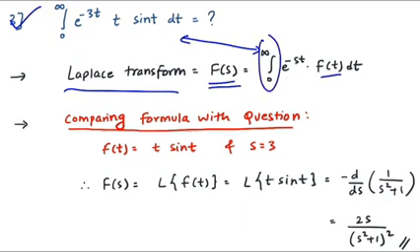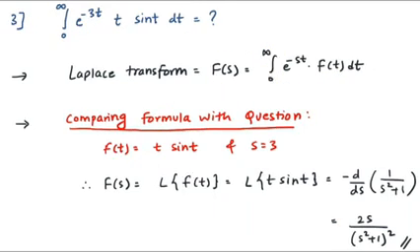The second point is e raised to minus st is compared with e raised to minus 3t. This means that the value of s is 3 and the value of f of t is what? Again do the comparison. The value of f of t is t sine t. So now you have f of t, you have the value of s, you can get the answer in seconds. So your question might be, how can I get the answer in seconds?